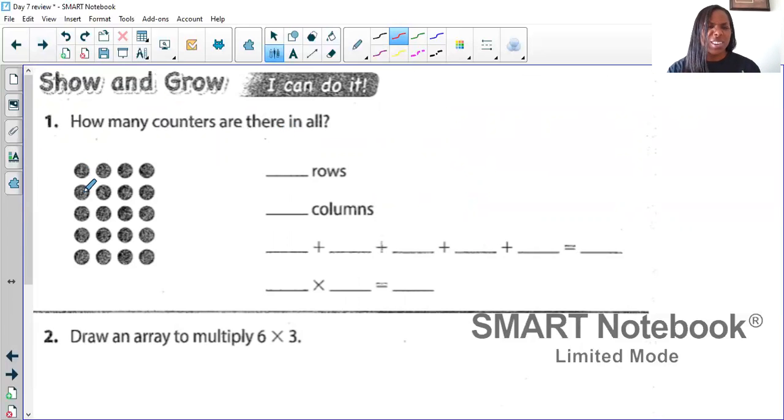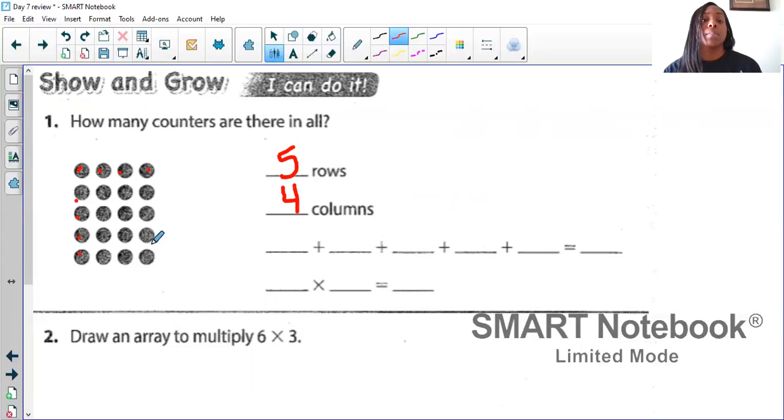So if I take a look, what should I count first, my rows or my columns? I like to count my rows first. So let's count 1, 2, 3, 4, 5. So I will have 5 rows right here. Very good. And how many columns? Let's see how many are in each row. 1, 2, 3, 4. So for columns, I'm going to write 4.